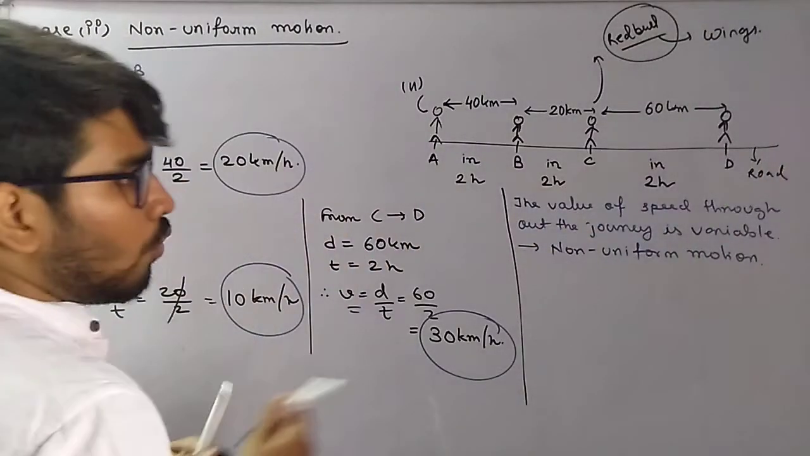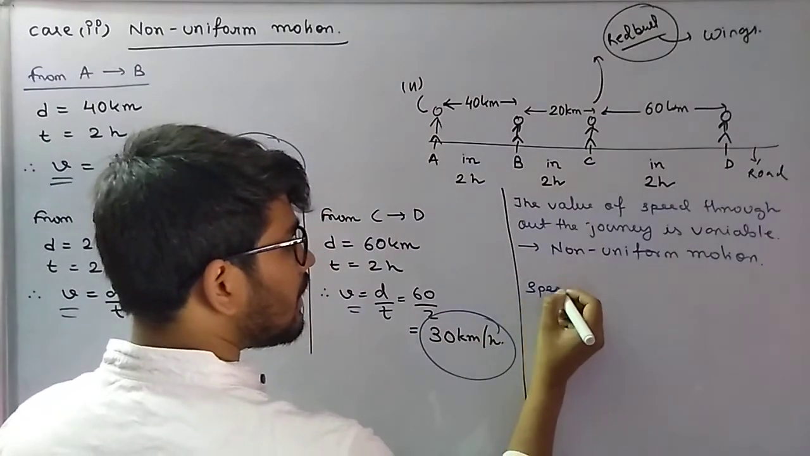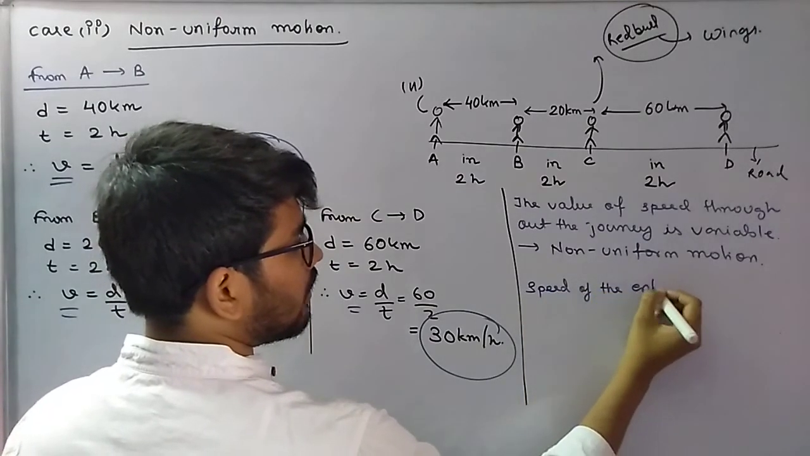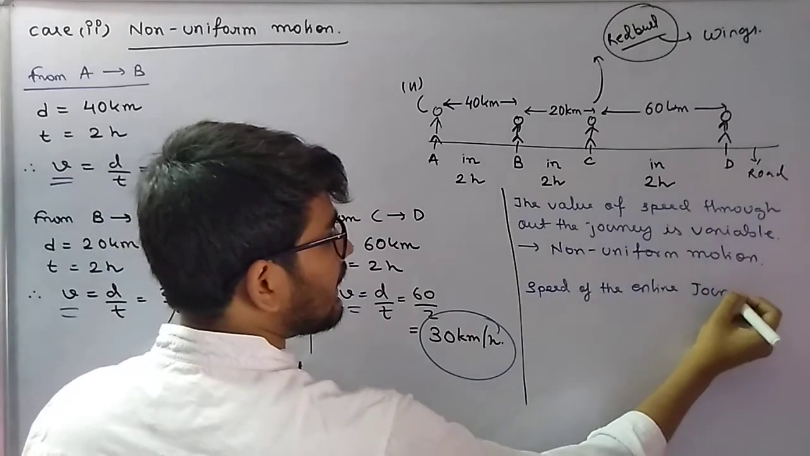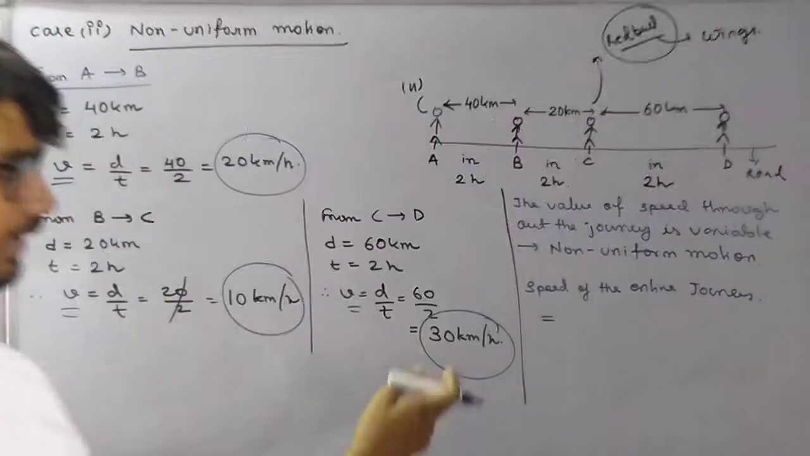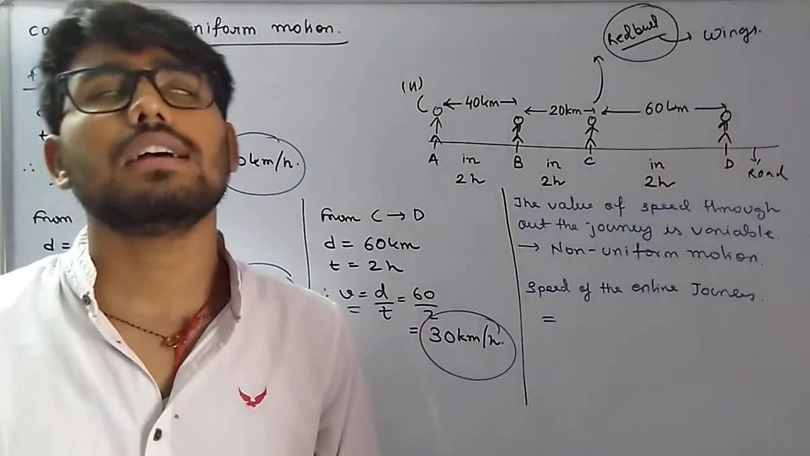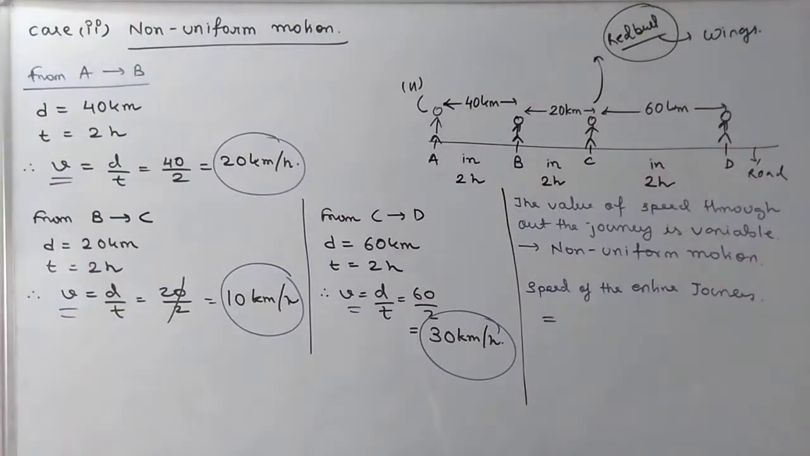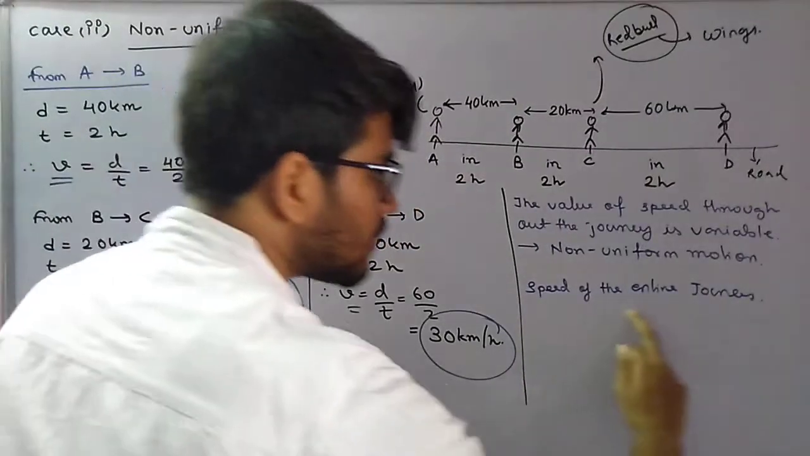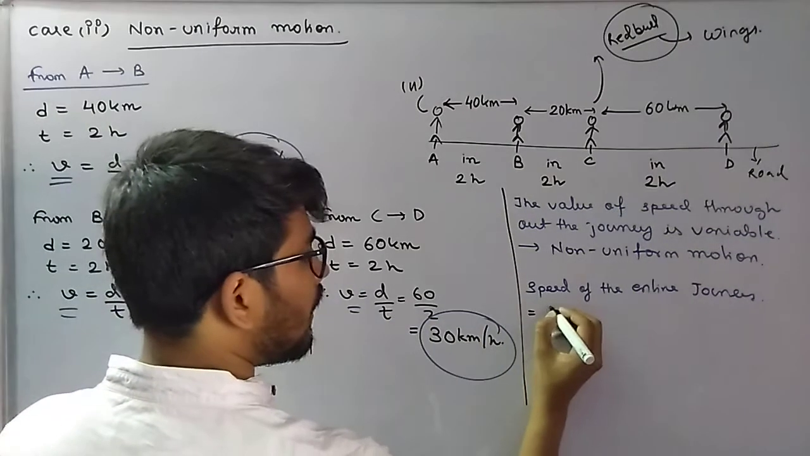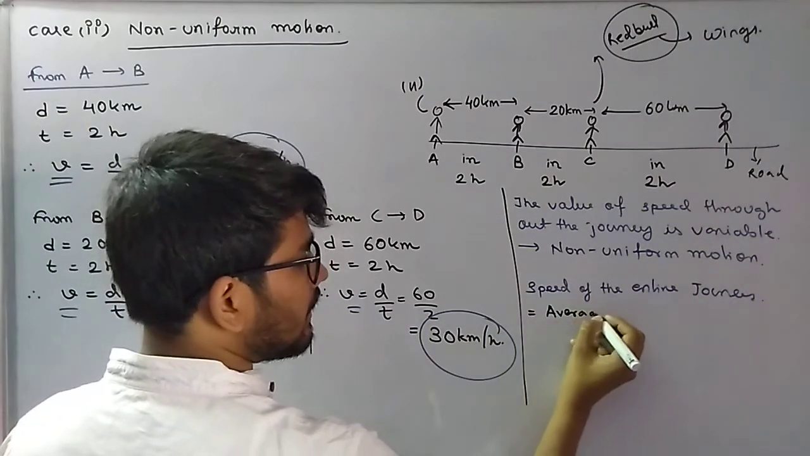In that case, what should be the speed of the entire journey? What should it be? We don't have any definition for that. Since the speed is constantly changing, we define a quantity called average speed.